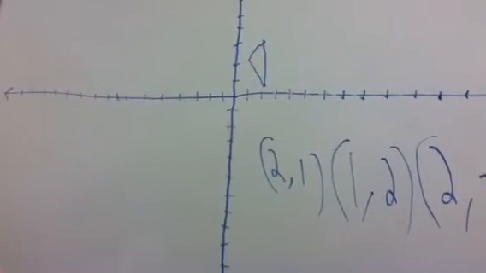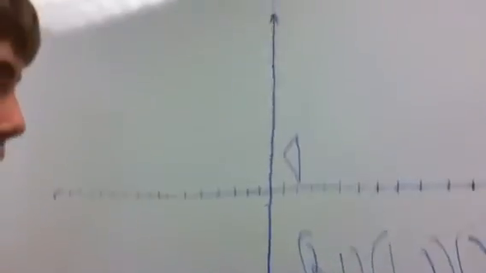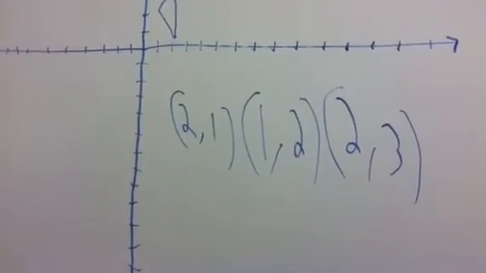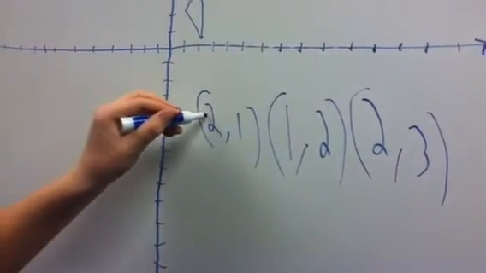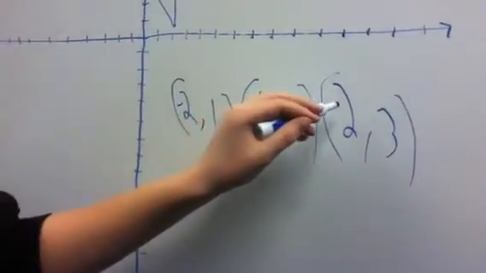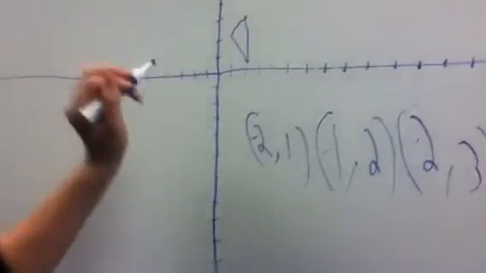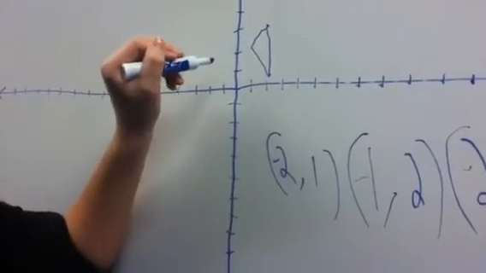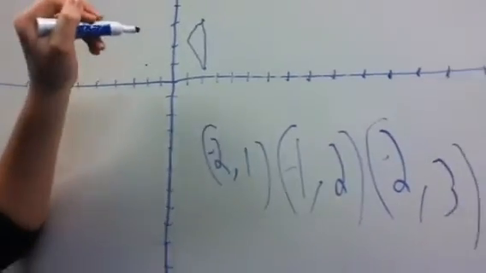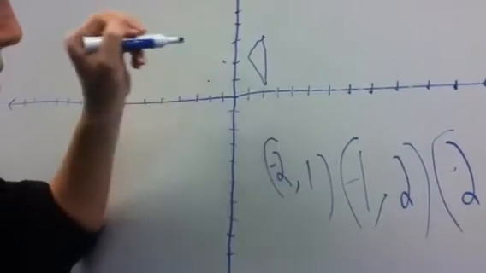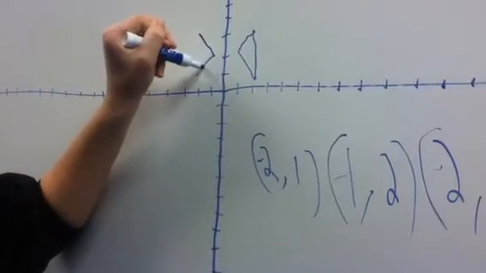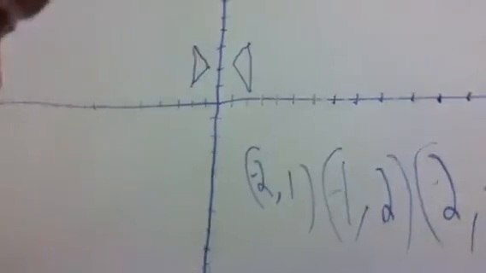Now to reflect it over the y-axis, all you need to do is turn the first number on each coordinate to negatives. So negative 2, 1, negative 1, 2, negative 2, 3. And plot the points. So negative 2, 1, negative 1, 2, negative 2, 3. Connect the dots, and you have a reflected figure.